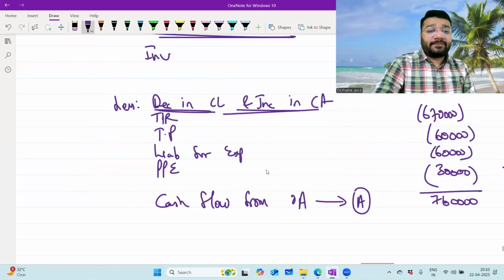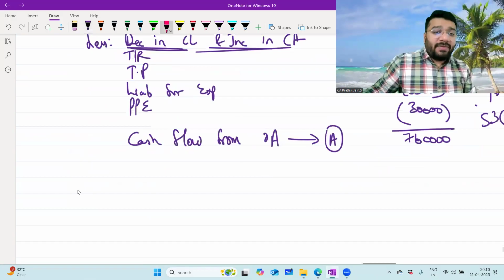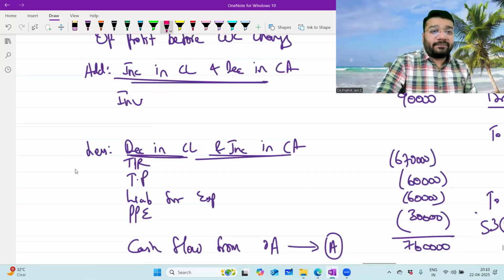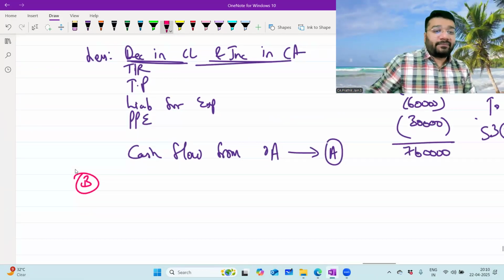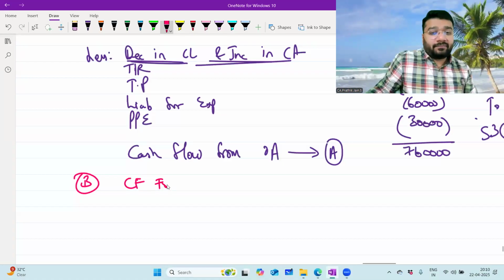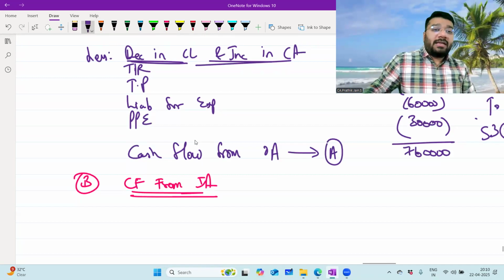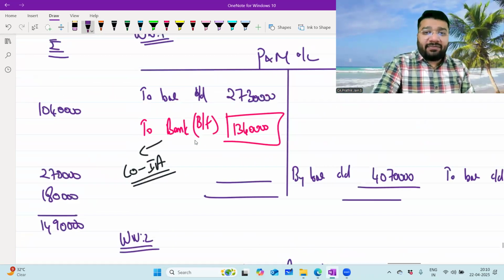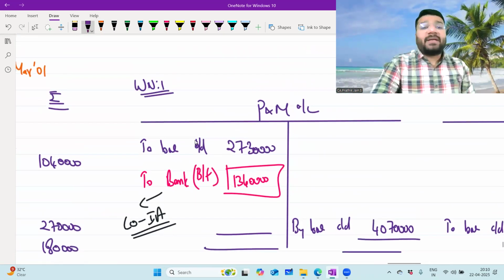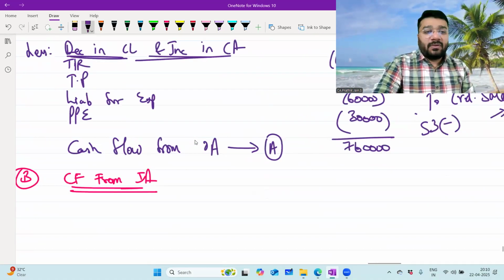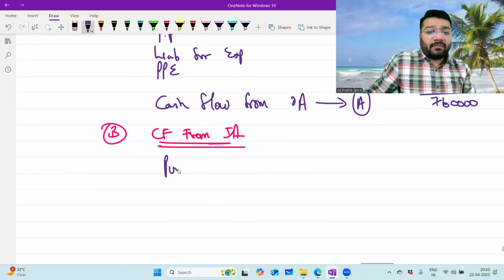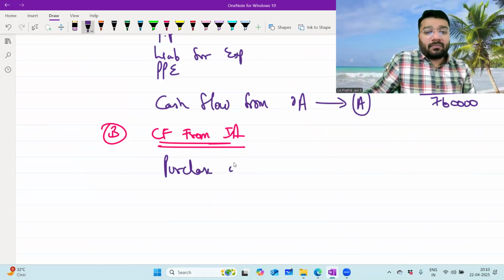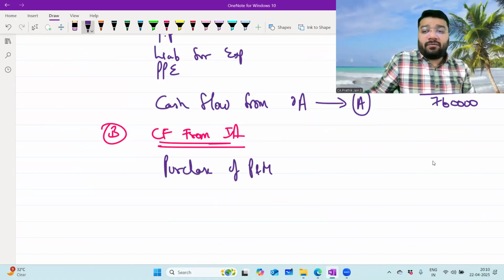Next is what? Cash flow from investing activity. Let me see working notes 1 and 2, if there is anything informative. So plant and machinery purchase for 13,40,000. Purchase of plant and machinery, 13,40,000 in brackets. So many in brackets. Okay.